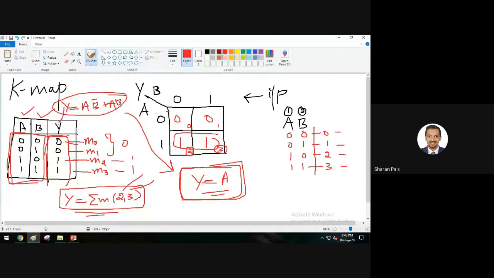Which means your output y follows a input. If a is 0, my output is 0. If a is 1, my output is 1. There is no role of b in the circuit. If you remove b also, no problem. Whatever a you are giving, output is the same thing. This is about the k-map filling. That's it. So any doubts with how to write a k-map and how to fill the values? Don't worry about the simplification. Just think about writing a k-map and filling the values.